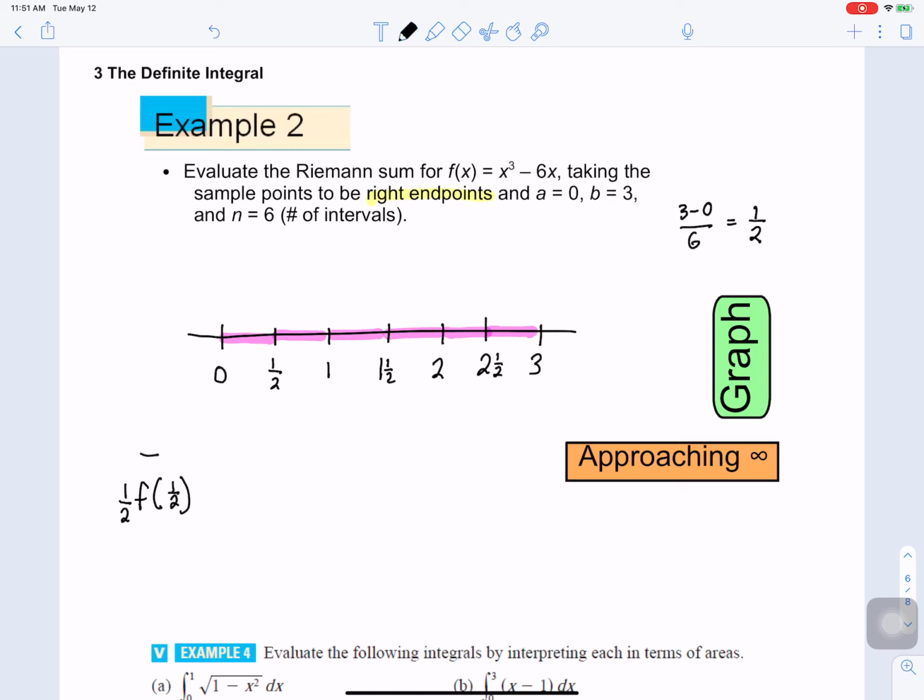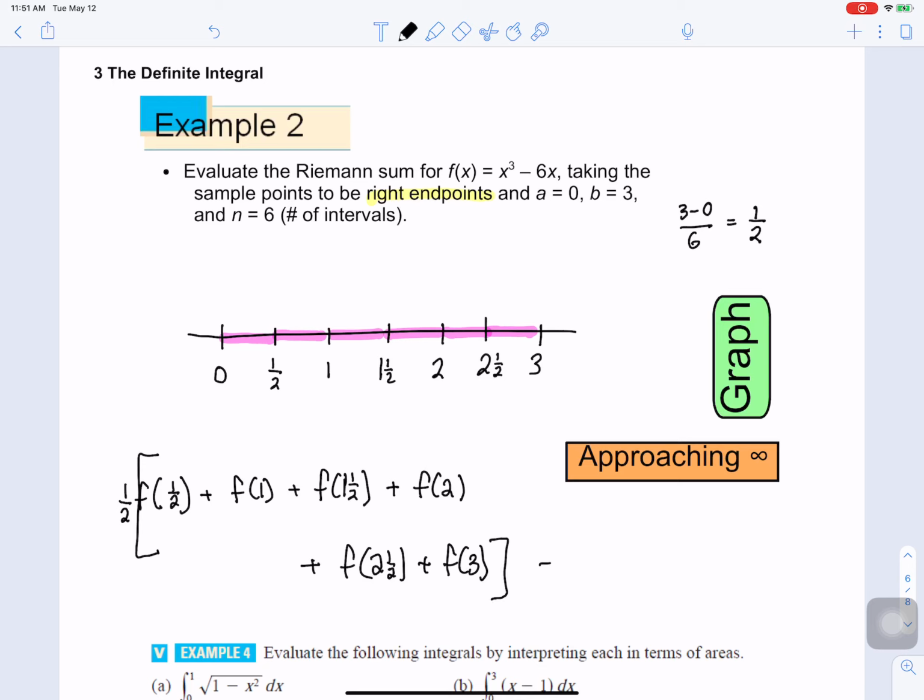Now that 1/2 will be consistent everywhere. So I'm going to just do the function values at the right endpoints, and this will end up being our approximation. Okay, so f of 2 plus f of 2.5 plus f of 3.